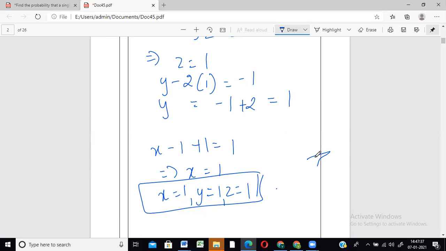Alright. Now we can start with the next lesson. This application of derivatives.